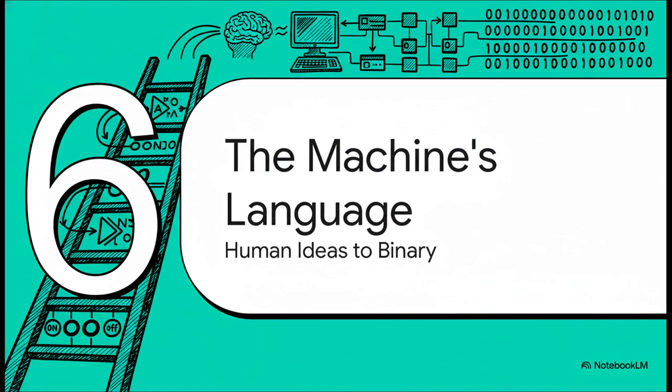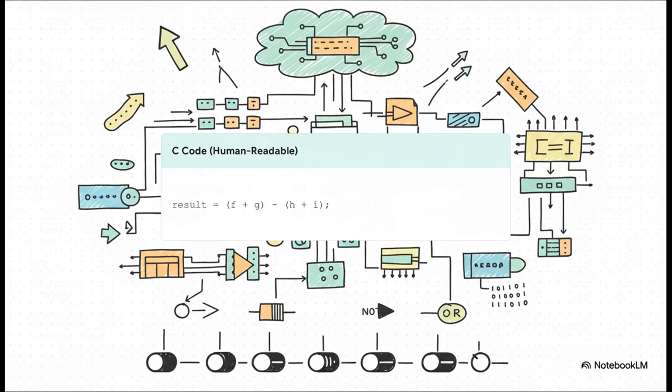We have a real physical machine that understands a very specific binary language. The last piece of the puzzle is, how do we, as humans with our complex ideas, communicate with it? Well, we start at the very top with something called a high-level programming language, like C. This line of code is super easy for a human to read and understand. Add F and G, add H and I, then subtract the 2 results. Simple enough for us, right? But to our brand new processor, this is complete gibberish.